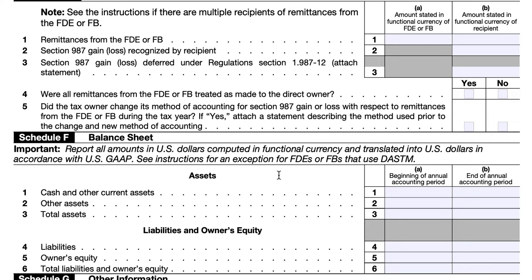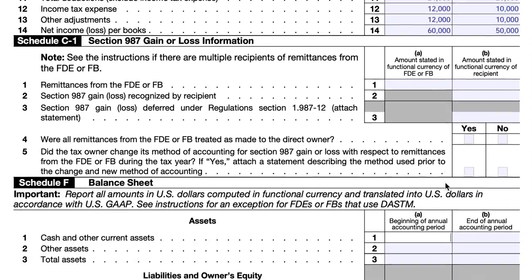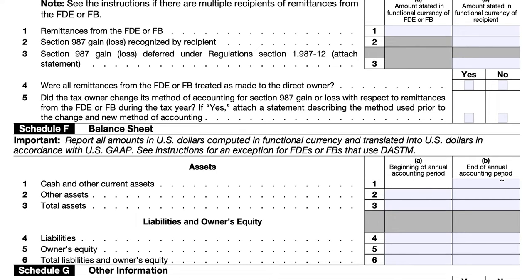In Schedule F, you're going to use this basically as a very straightforward balance sheet. You would have to translate this into U.S. dollars. As you can see, there is no equivalent for any kind of currency conversion. So let's just imagine that at the beginning of the accounting period, we had $10,000 in cash. At the end, we had $60,000 in cash.